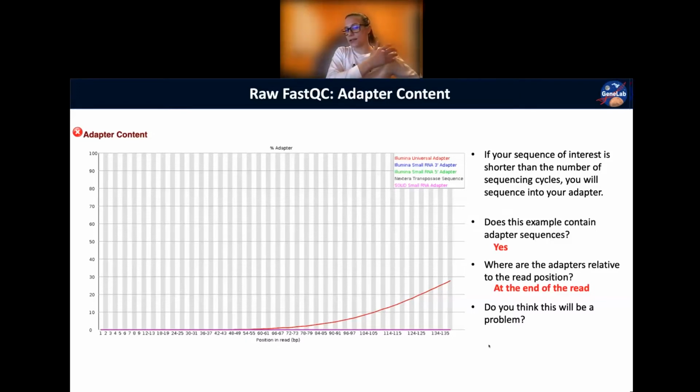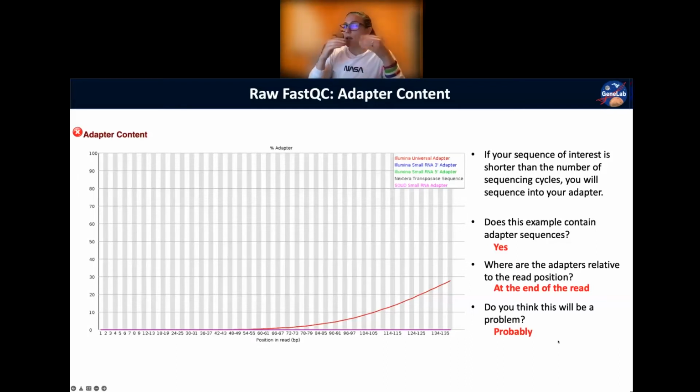So looking at the quality, as we noticed at the end of the read, we saw that quality for some outliers dip below into that poor quality range. And then here we're seeing that we have some adapters. And so this could be a problem.